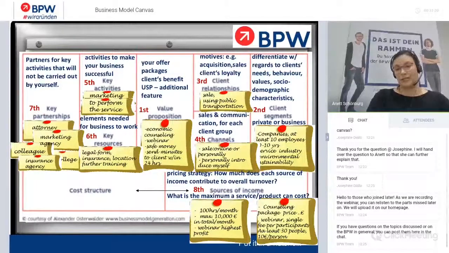We come to component number 8, sources of income. All earnings you draw from your client segments, component number 2, are sources of income. The key question here is, how much is each individual client segment willing to pay? It is one thing if you found out that your client segment got lots of money to purchase your product or service. It is another story if your client segment is willing to pay your price for your specific product or service.